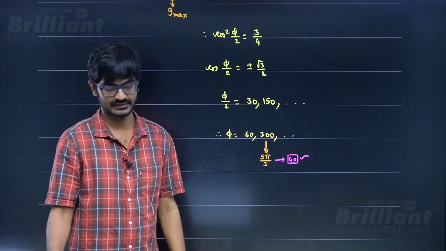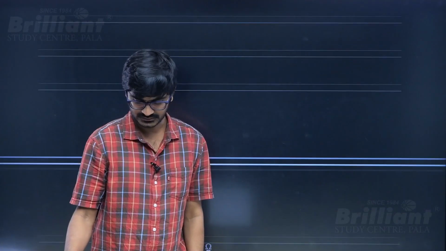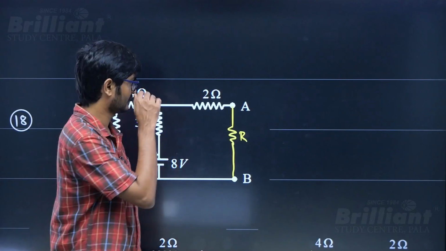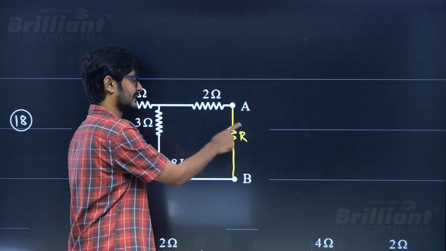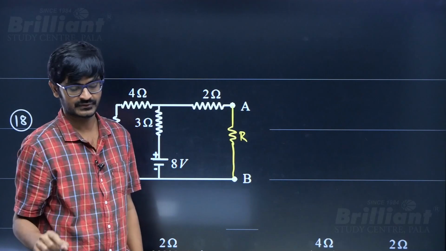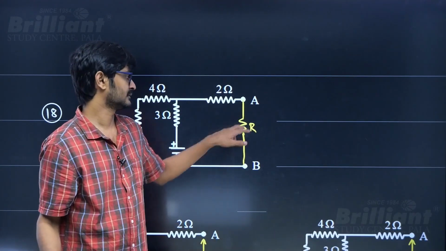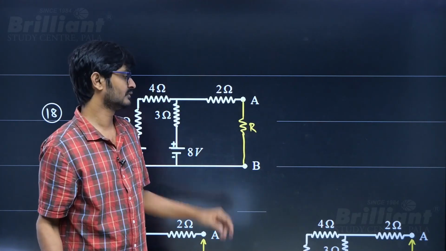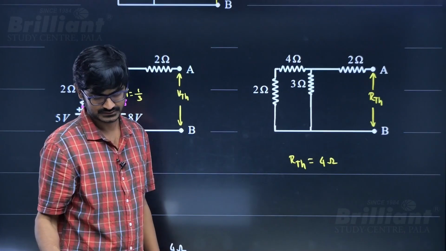300 degrees is 5 pi by 3. So in the next question, they are asking what is the resistance we need to connect here so that the maximum power will be transmitted through this. So we know the maximum power transfer theorem, it must be equal to the internal resistance. So what we will do, we will use Thevenin's theorem for simplicity.